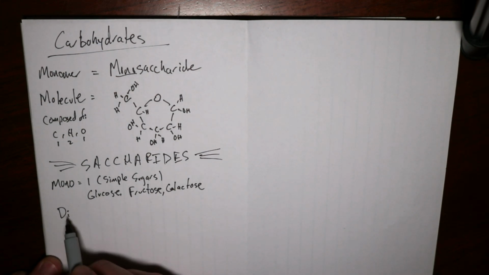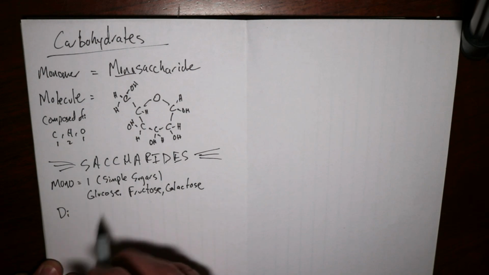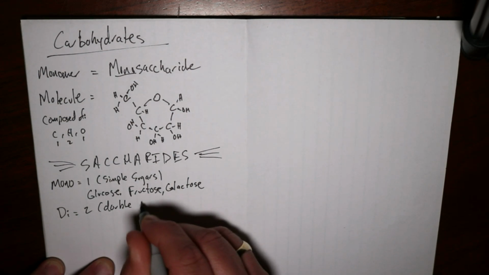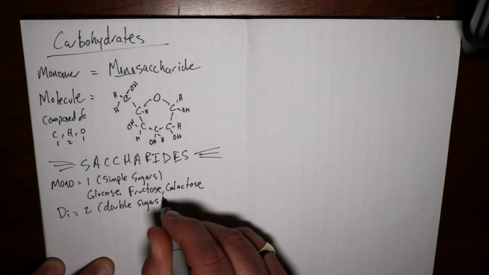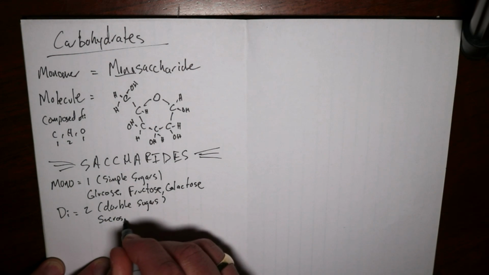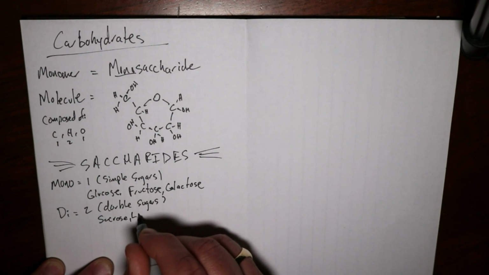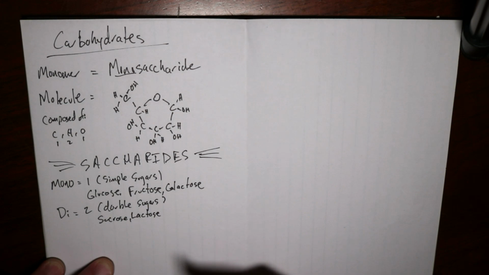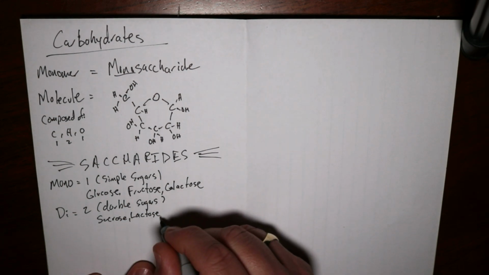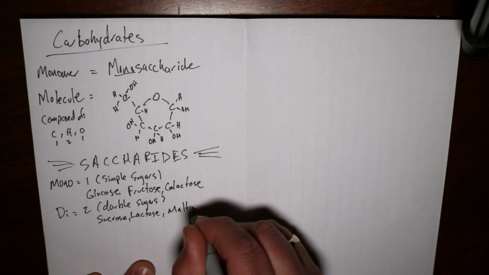So I'm just going to put di, so disaccharides, right? Disaccharides. That's 2. That's a double sugar. And so let's put some examples down of double sugars. Those would be things like sucrose, lactose. Maybe you're familiar with lactose because it's found in milk, and some people are lactose intolerant, meaning that they drink milk and get that lactose that makes them sick. And then maltose.